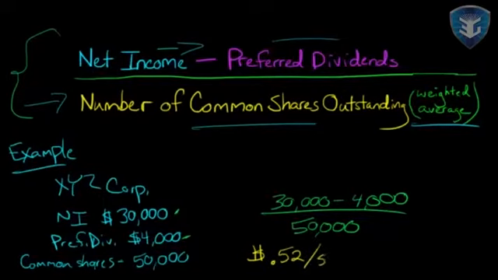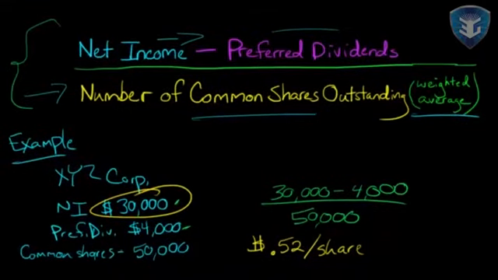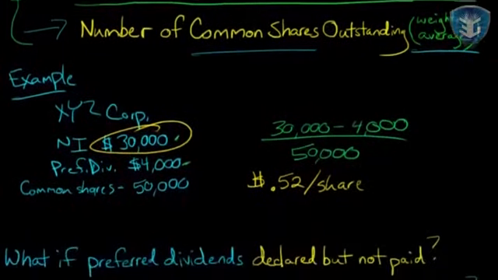So one way of thinking about how the earnings of $30,000 are shared, what share of the pie each shareholder has, is that for every share you own, you really have a 52-cent share in those earnings. Now we can think about a couple of things that are a little more complex in terms of these preferred dividends.